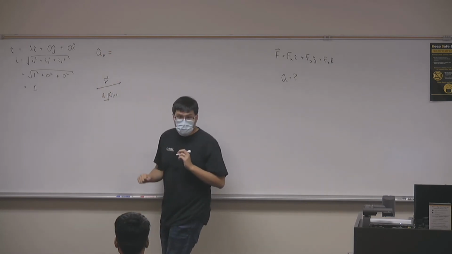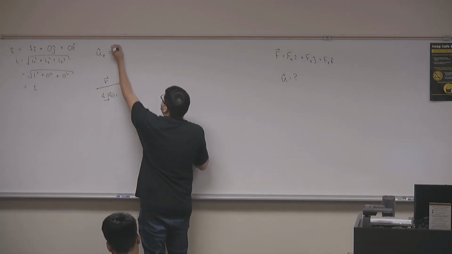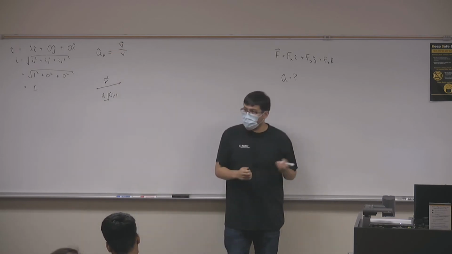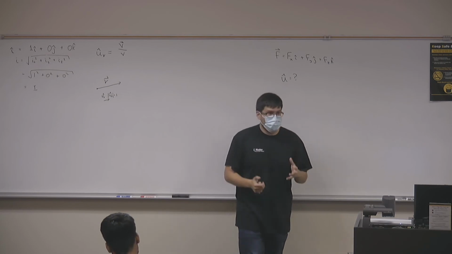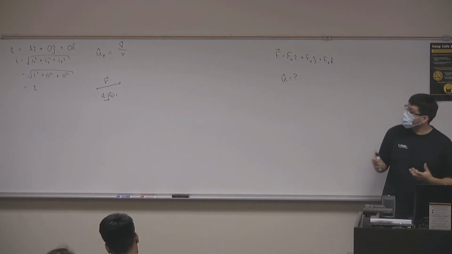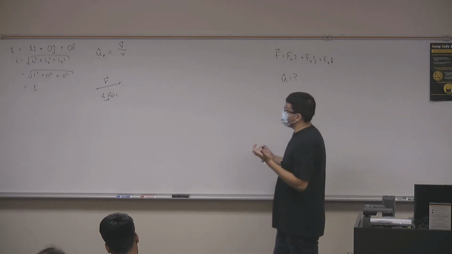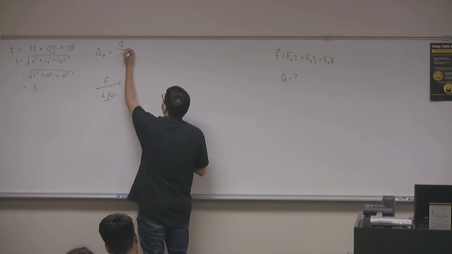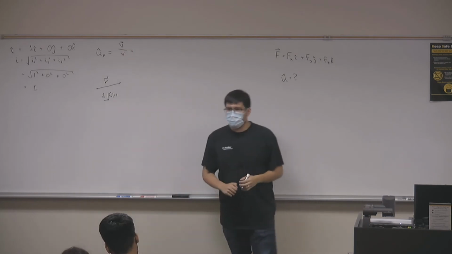The unit vector is simply taking your vector and dividing it by its magnitude. If you take any vector and you divide it by its magnitude, you're going to get a unit vector with essentially a magnitude of 1. So let's try it out. Let's put some numbers into this unit vector.